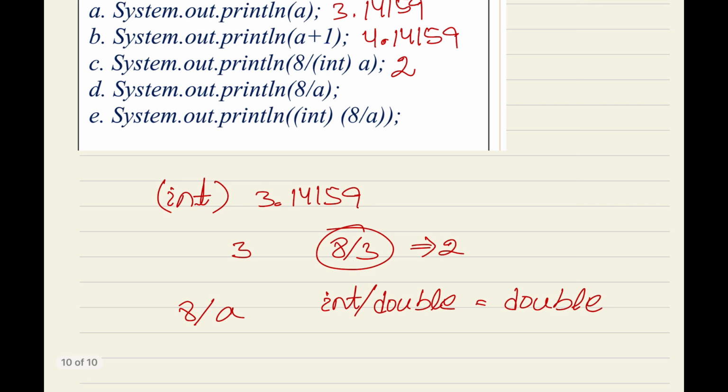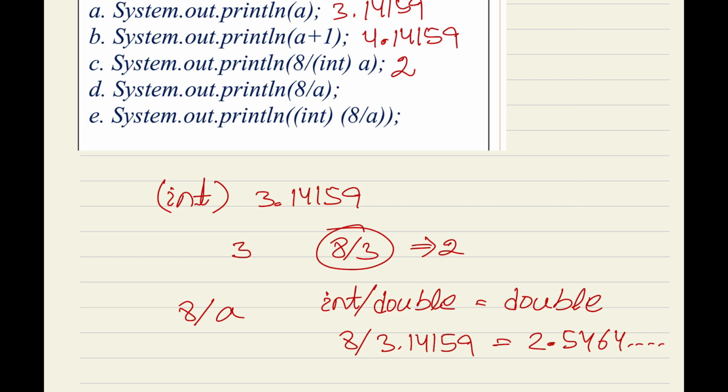So if I divide 8 by 3.14159, it is going to give the value after performing a simple division. What will be the exact value? You can calculate. If you have a calculator, you are going to get 2.5464 dot dot dot. Like this you can get the value.